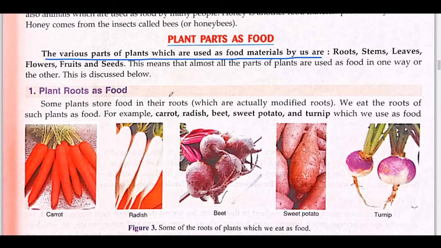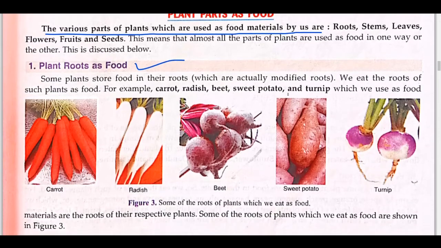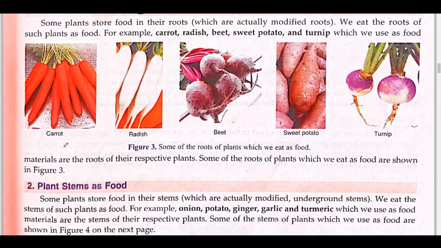So look at here: roots, stem, leaves, flower, fruit and seeds. All these things are parts of plant and which we are eating as a food. So look at here. First point is plants root as food, right? Means which roots of plants do we use as a food.